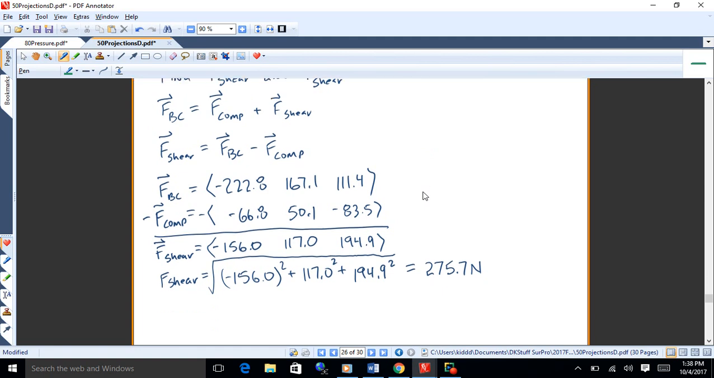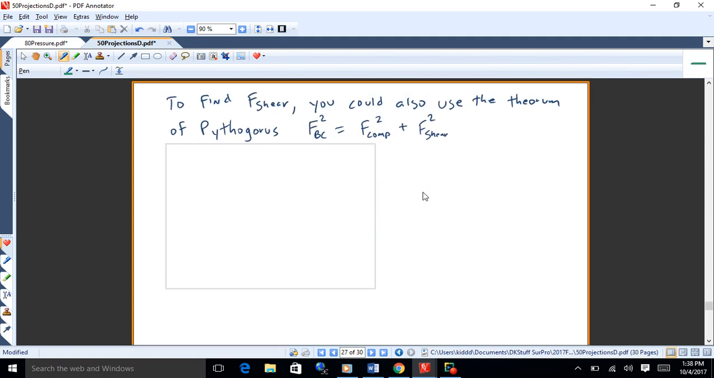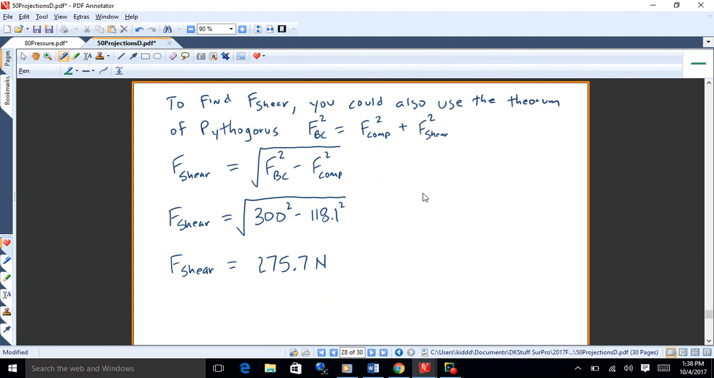We're good. So if you just want to find the magnitude, what you can do is just use the Theorem of Pythagoras. FBC is the hypotenuse, and the compression and shear are the two legs of the right triangle, as I was just showing you. So you can solve it for the shear. It's FBC squared minus F compression squared. So that's another way. If all you need is a magnitude, that's the quick way to get to it.